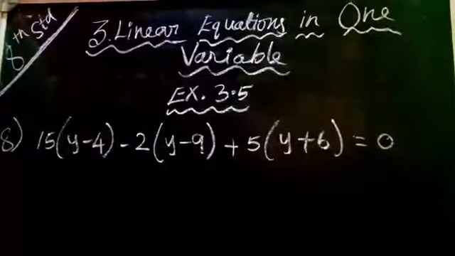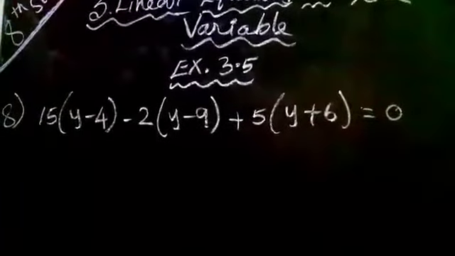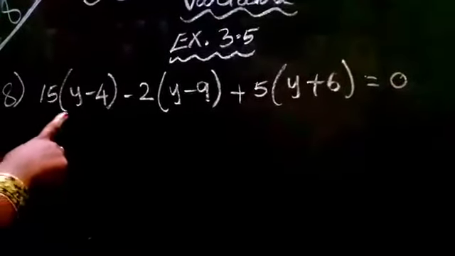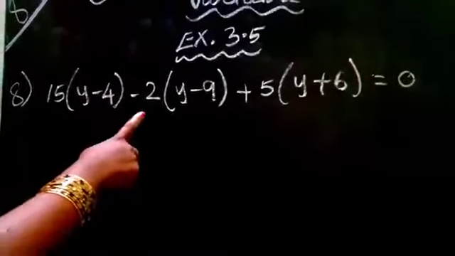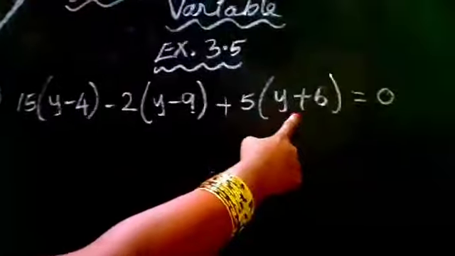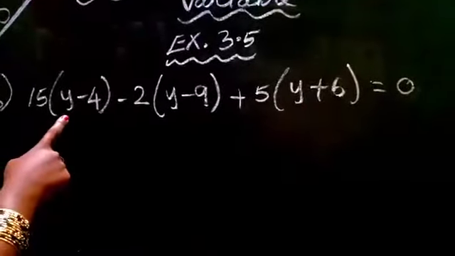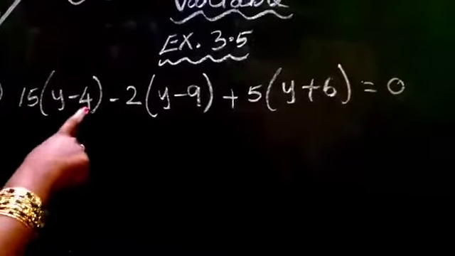Exercise 3.5, linear equations in one variable. Eighth question: 15(y − 4) + 2(y − 9) + 5(y + 6) = 0. Now 15 will multiply with this y and 4.